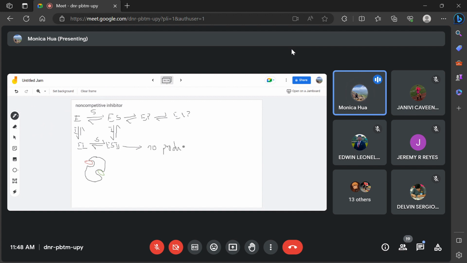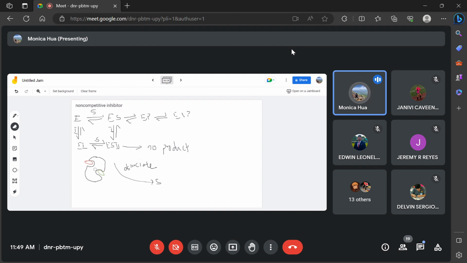Or the enzyme can bind to the inhibitor and the substrate can still bind. It's just that it will not form any product. So the main difference between a non-competitive and an uncompetitive inhibitor is that the substrate is very free. The substrate can also leave. This substrate doesn't have to stay in this enzyme inhibitor complex. The substrate can dissociate and associate.